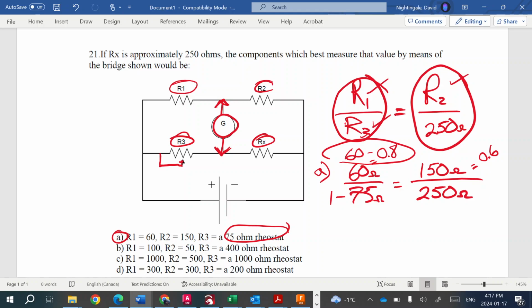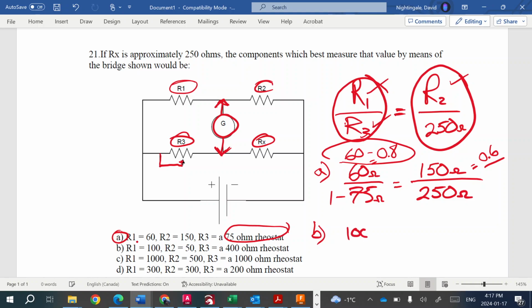So that's essentially what the question is asking. Can you use these particular resistors given in each of these options here, A, B, C, and D, to be able to balance that circuit with the Rx of 250 ohms? So for A, the answer is no, again, because 0.6 does not fit in the range of 60 to 0.8. It is too small.